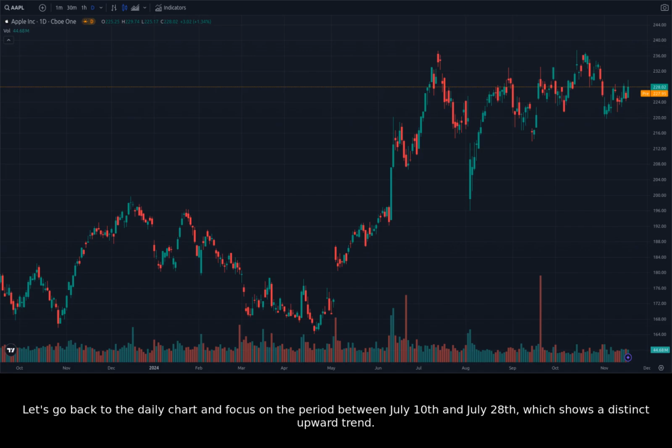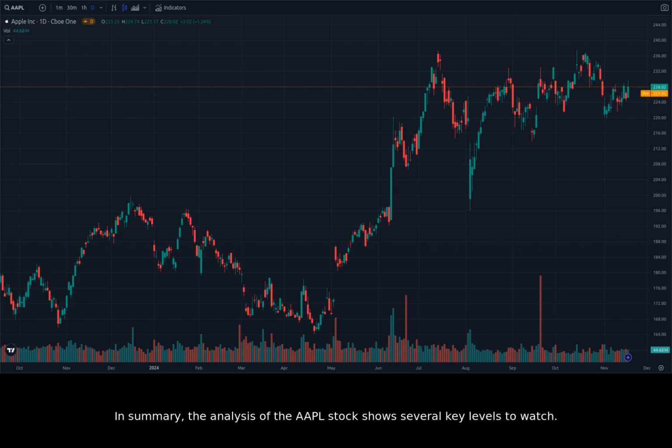In summary, the analysis of the Apple stock shows several key levels to watch. The current price sits at $228.02, with support levels at $170 and $190. Resistance can be expected around $200 and $230.